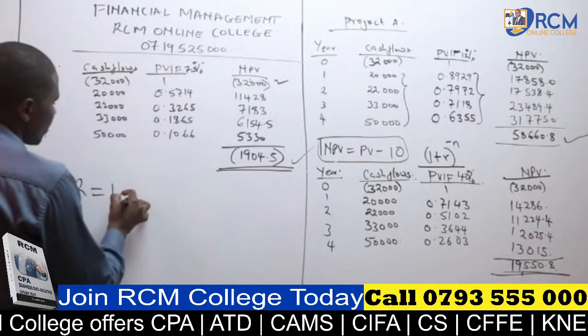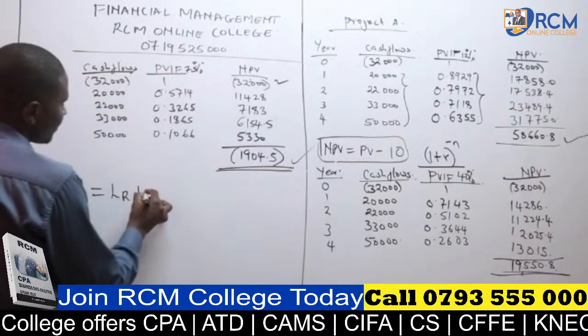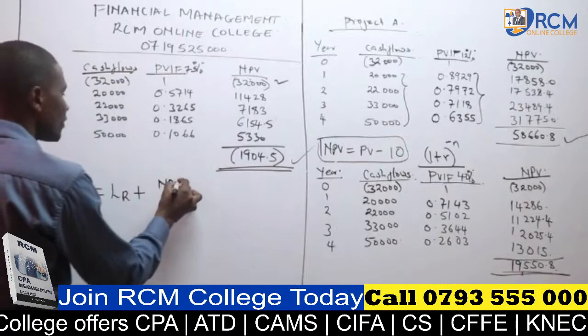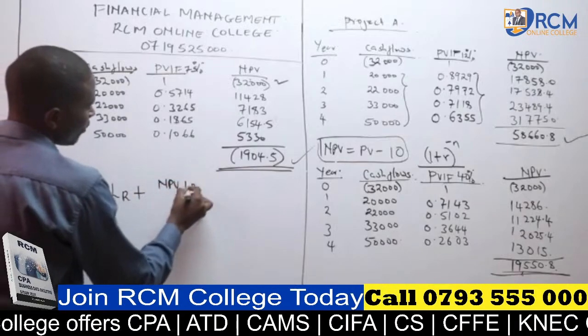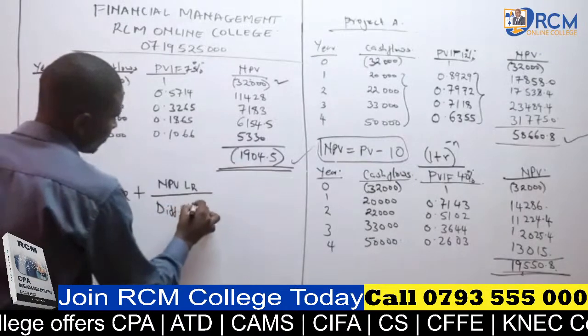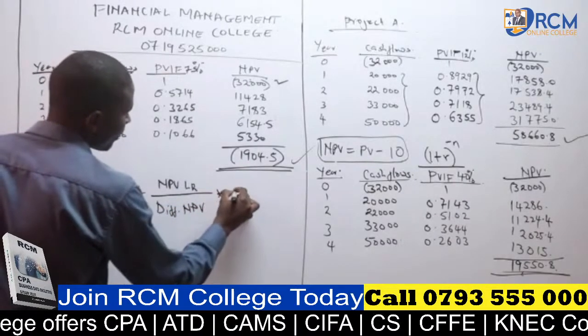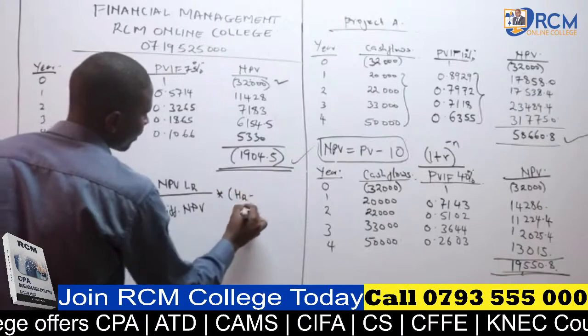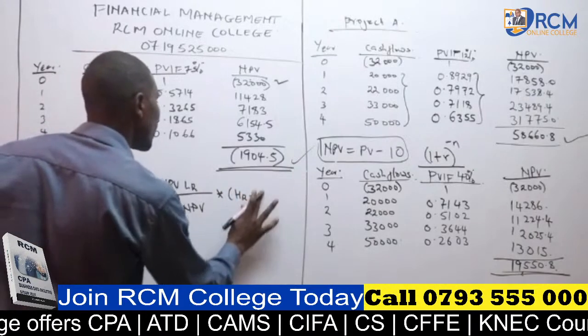IRR is given by lower rate plus the NPV of lower rate, then divide by difference in NPV, then you multiply by higher rate minus lower rate.